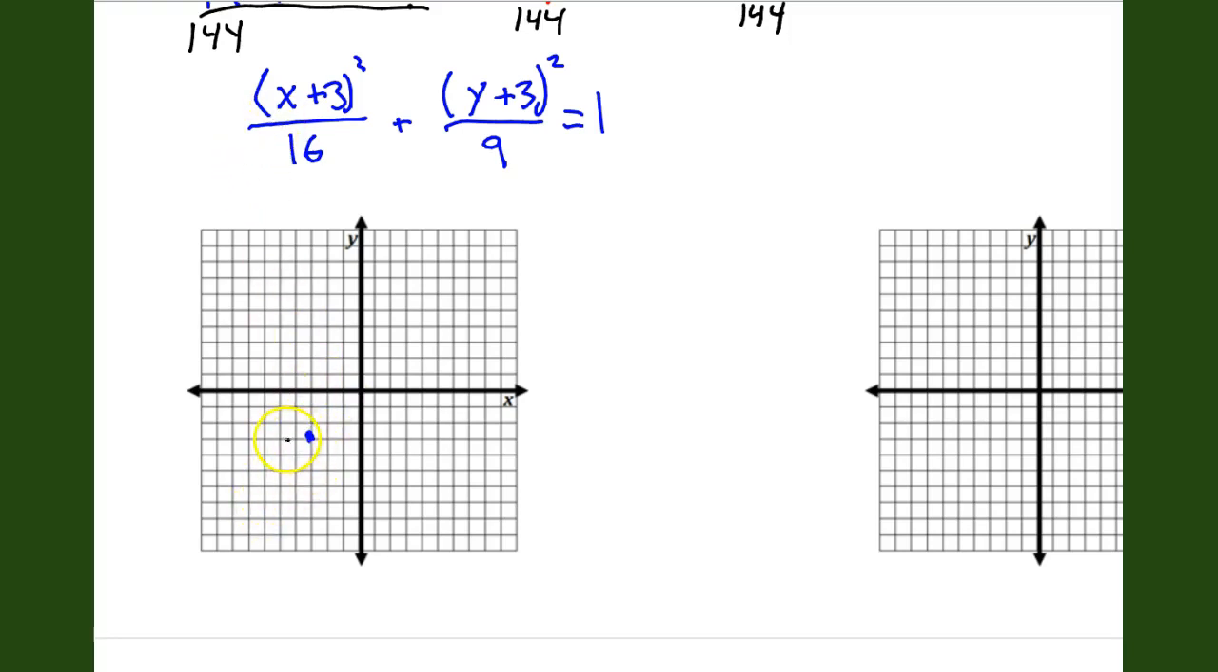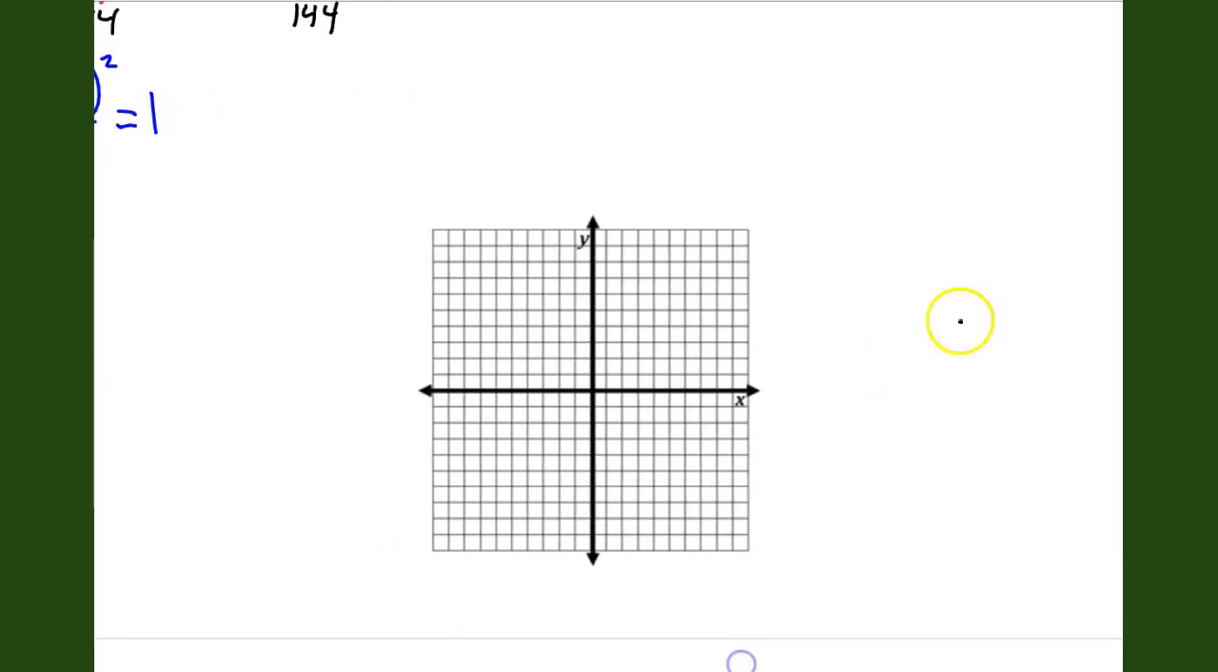And we'll go 4 to the left, 1, 2, 3, 4. 4 to the right, 1, 2, 3, 4. 3 up and 3 down. There is our graph. So we got our center, our major axis, and our minor axis. Remember, the major is just the longer, and the minor is the shorter. All right, last one.